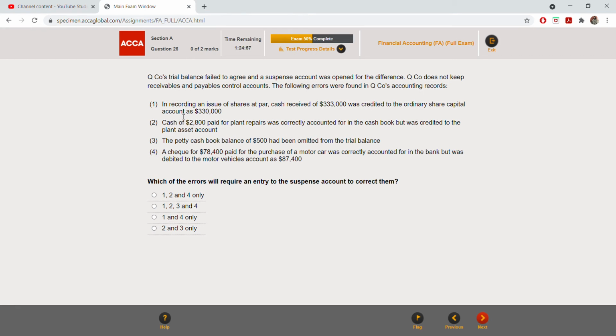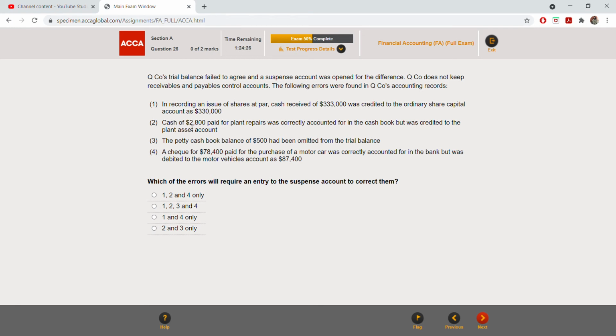It is credited as 330,000. It is credited less. How much? By 3,000. So less means you have to increase the share capital account by 3,000. How do you increase the share capital account? By crediting it by 3,000, the difference. So credit ordinary share capital 3,000, and where do you debit the shortfall? Suspense account. So that means suspense account is needed in the first one. Okay, so I definitely know the first one is there. It will be used to correct the account.